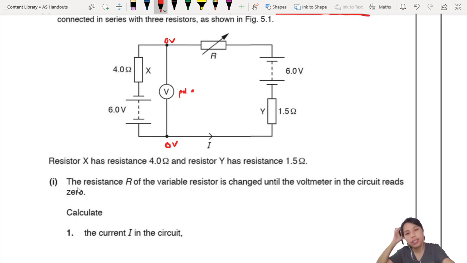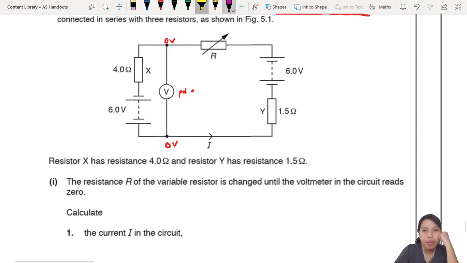So you can kind of treat that as a branch. Yeah, you could treat that as a branch. So you can make 1 loop, 2 loops, 3 loops, quite a lot of loops. But how to find your current? Well, you could say, Miss, can I do this loop?